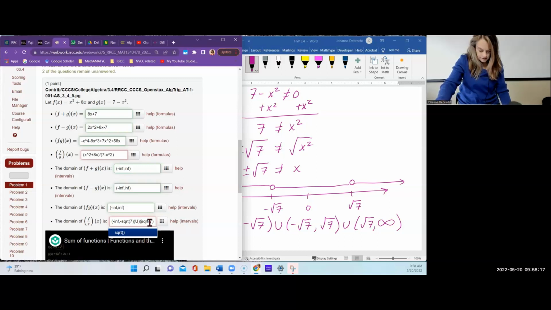That should be a negative. So I have negative the square root of 7, comma, square root of 7. Close that, union, another square root of 7.